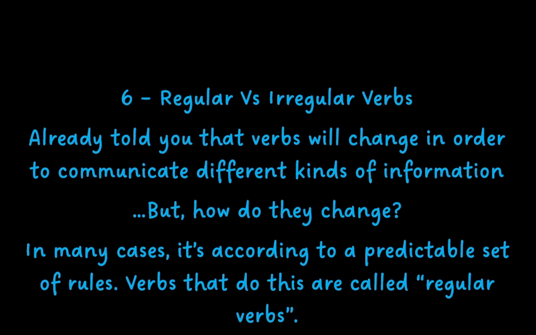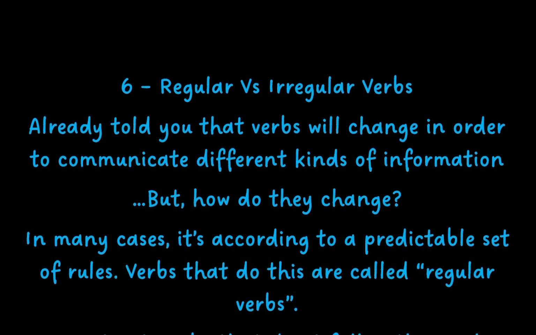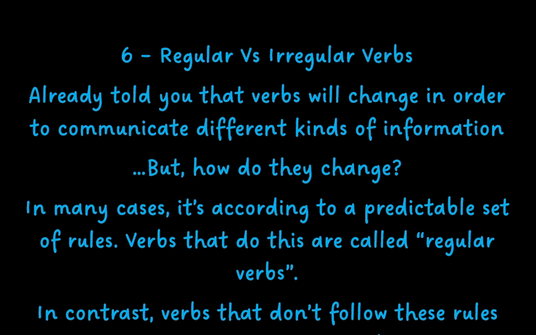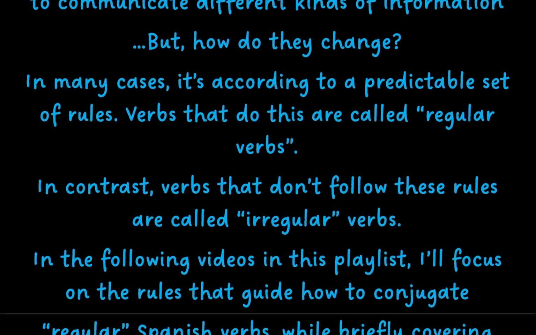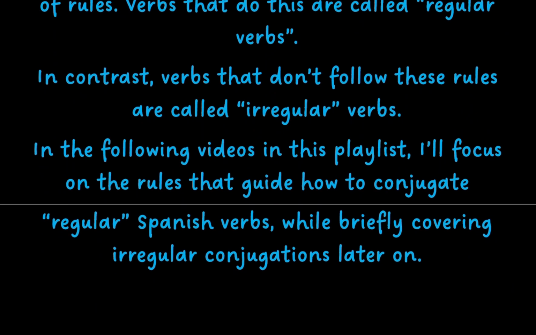And finally, 6, regular versus irregular verbs. I already told you that verbs will change in order to communicate different kinds of information, but that raises the question of how they change. In many cases, it's according to a predictable set of rules. Verbs that do this are called regular verbs. In contrast, verbs that don't follow these rules are called irregular verbs.